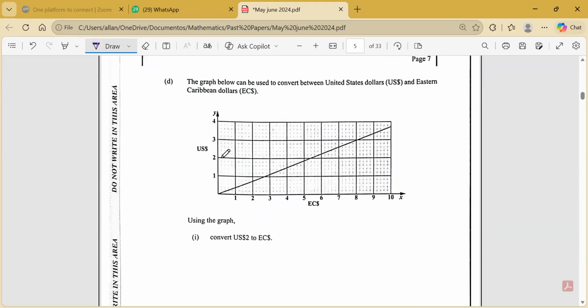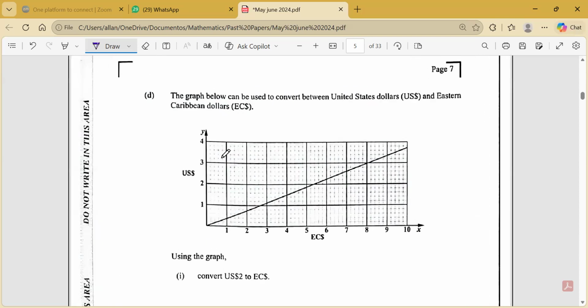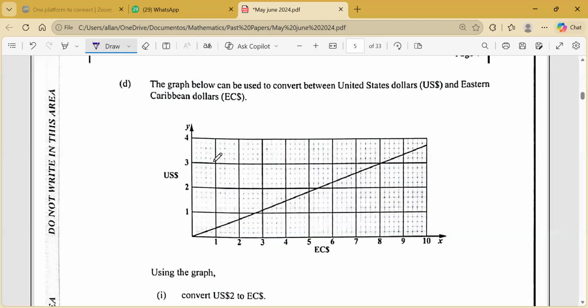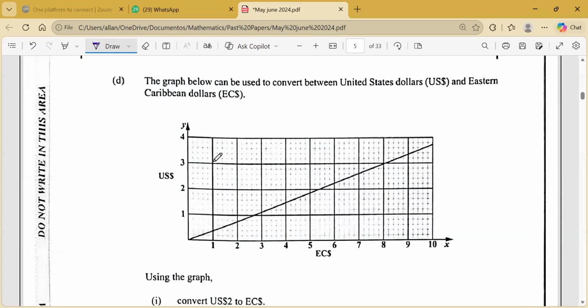Whoever gave CXC this question is a boss. Wherever they got it from, it's a boss. I don't know how big I could draw this without carrying this up.